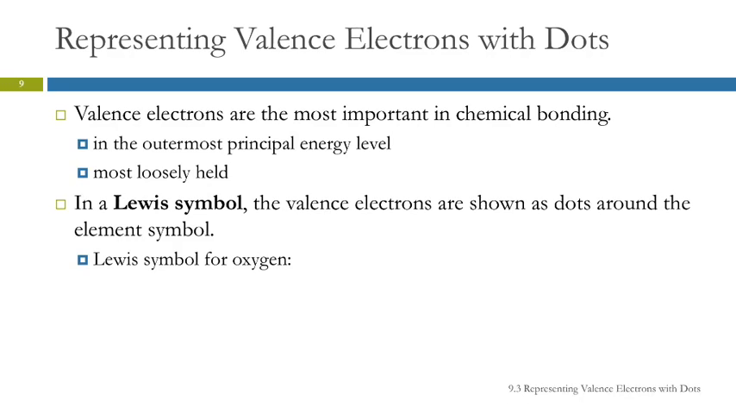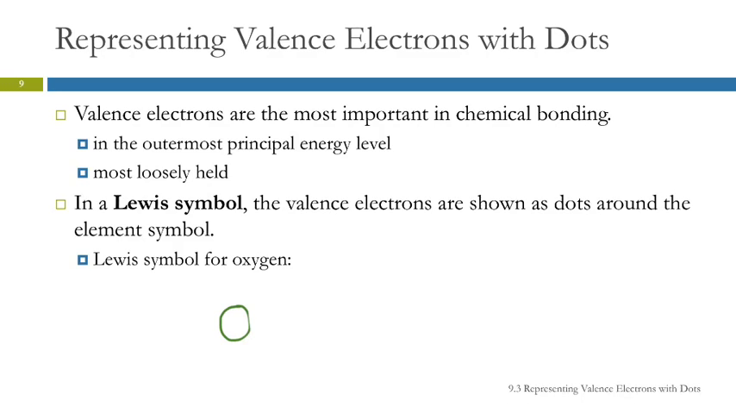We're just going to completely ignore the core electrons in the Lewis model. So a Lewis symbol shows the valence electrons as dots around the element symbol. So we're going to draw the Lewis symbol for an oxygen atom. The symbol for oxygen is a capital O. And then we need to know how many valence electrons does oxygen have? It's got 6. And how do we know that? Group number. It's in group 6A. Isn't that convenient?